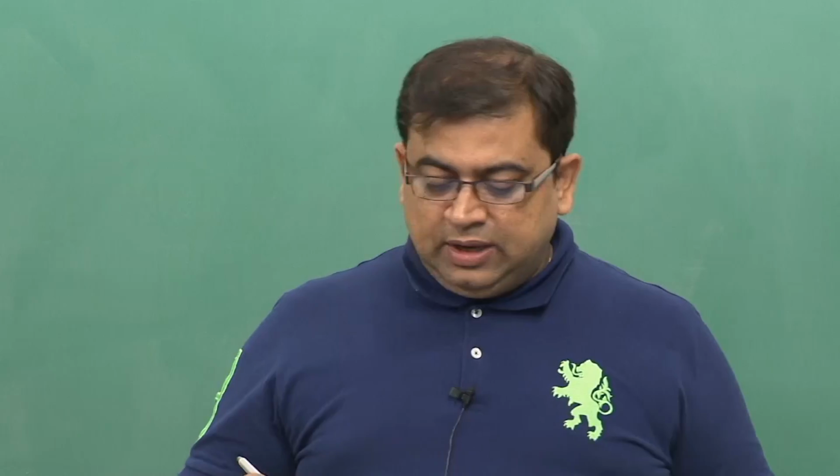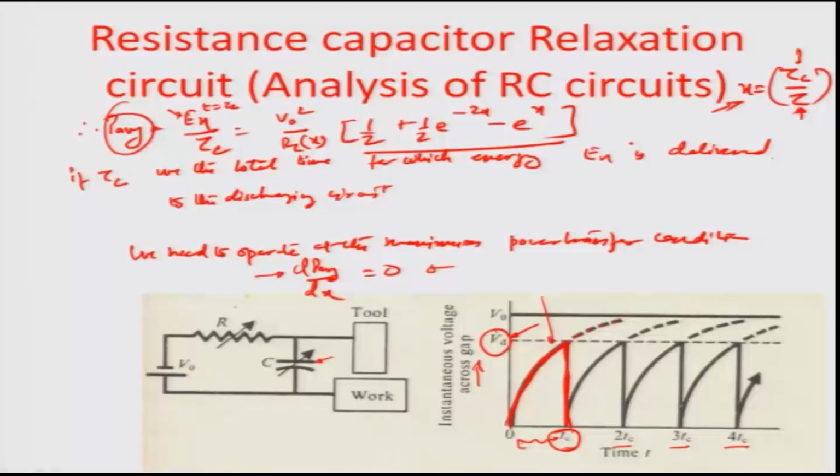So, in the next module, we are going to look at this average power and try to find out an operating point x corresponding to which this maximum power would transfer from the source voltage all the way to the gap. Till then, I would like to end this module now.